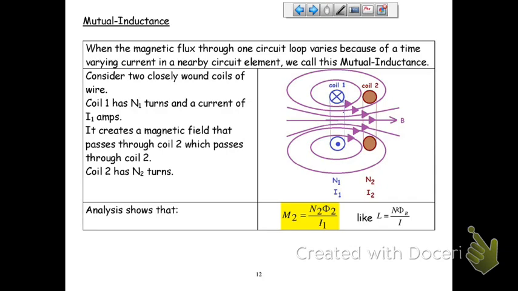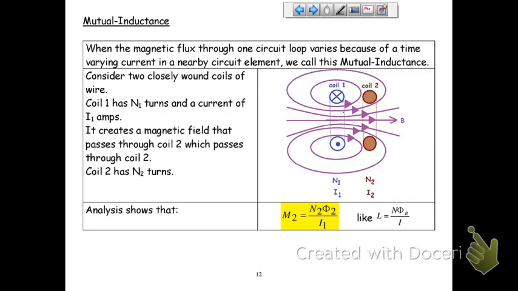So what do we learn about it? When magnetic flux through one circuit loop varies because of a time-varying current, you've got to have an alternating system. In a nearby circuit element, we call this mutual inductance. So this is two circuits, maybe two coils, side by side. Consider two closely wound coils of wire. Coil 1 has N1 turns and current of I1 amps, and it creates a magnetic field that varies. It passes through the second coil, and we can see that there's a mutual inductance. So the inductance in the second is N2 phi 2 over I1.